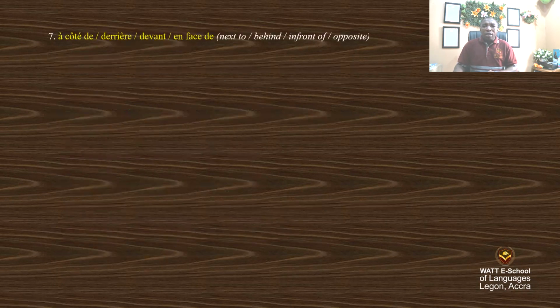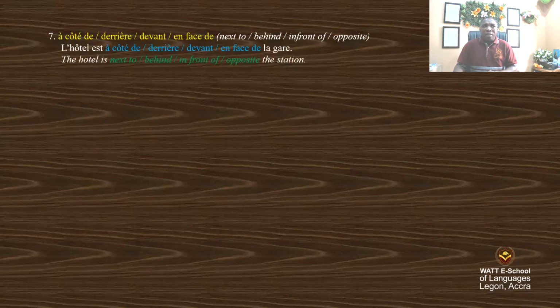À côté de, derrière, devant, en face de. That is next to, behind, in front of, and opposite. Remember, you've learned this preposition before. L'hôtel est à côté de, derrière, devant, en face de la gare. The hotel is next to, behind, in front of, opposite the station.